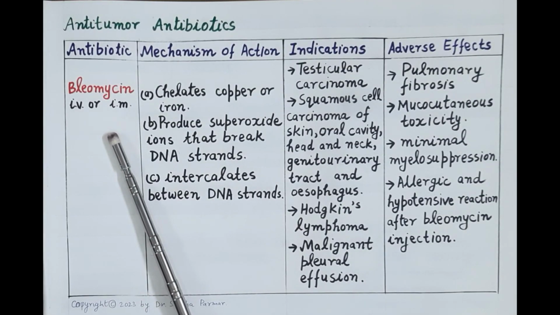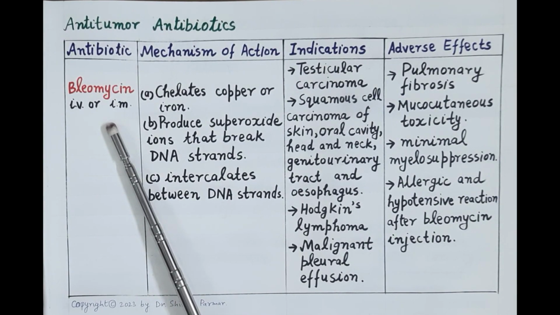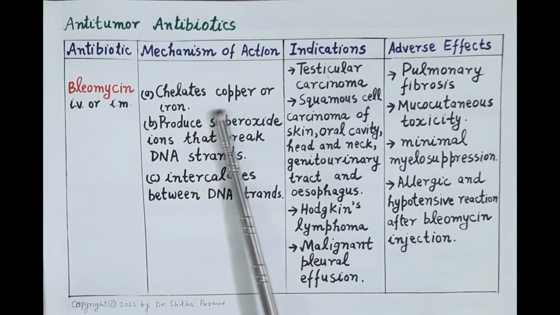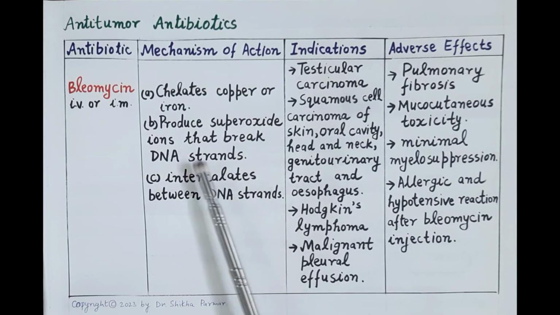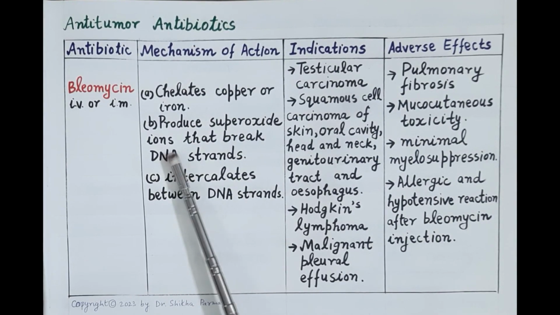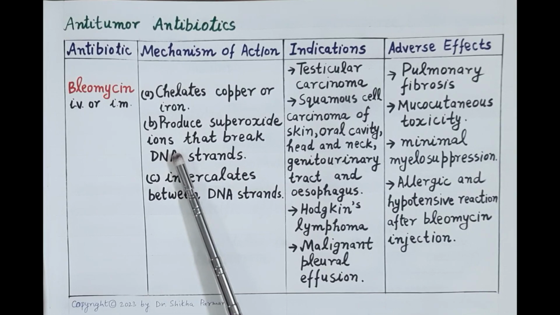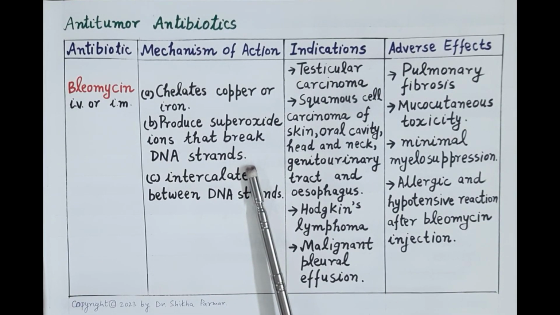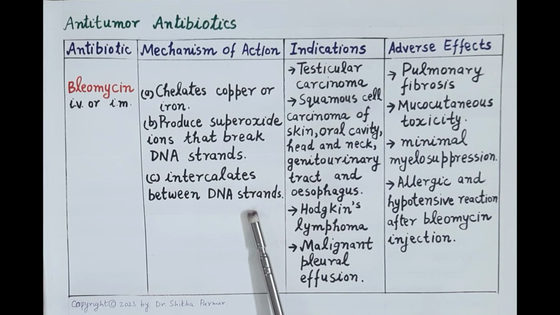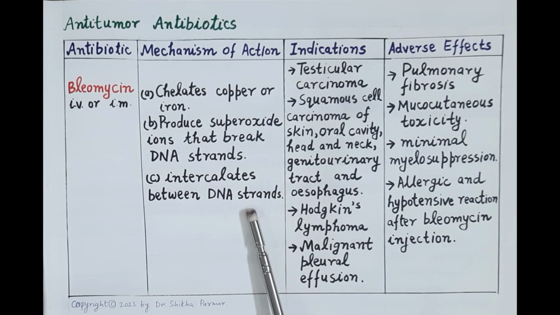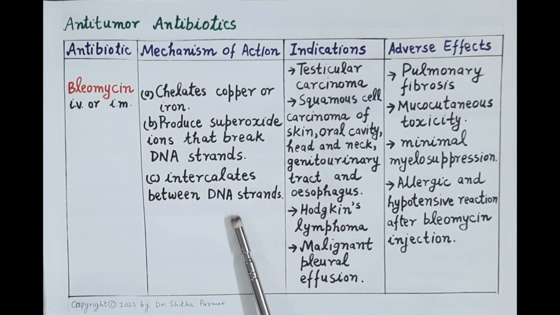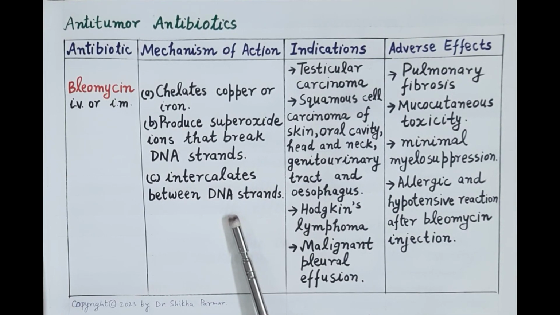Now, another antibiotic is bleomycin. Now, bleomycin is given intravenously or intramuscularly. Now, bleomycin forms chelates with copper or iron, and it produces superoxide ions, that is free radicals, and these free radicals break the DNA strands, and it also intercalates between the DNA strands, thereby preventing DNA replication and transcription. So this triggers the apoptosis, that is programmed cell death.